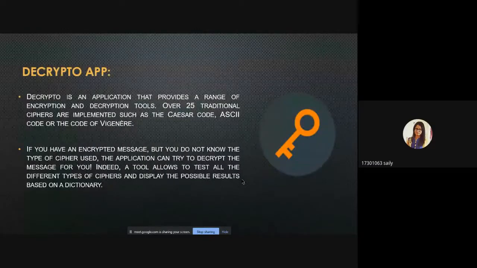Hello, good afternoon everyone. Myself Saili. So generally talking about the Decrypto app, Decrypto is an application that provides a range of encryption and decryption tools. It supports almost 25 traditional ciphers which are implemented, such as Caesar code, ASCII code and etc. And there is an explanation, a short history, provided with each type of encryption to better understand them. If you have an encrypted message but you do not know the type of cipher used, the application can try to decrypt the message for you.